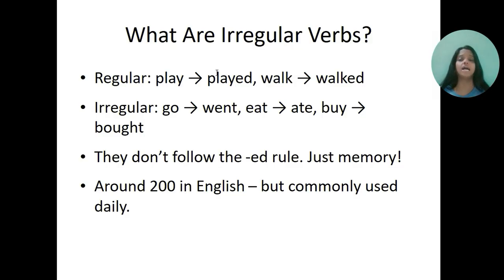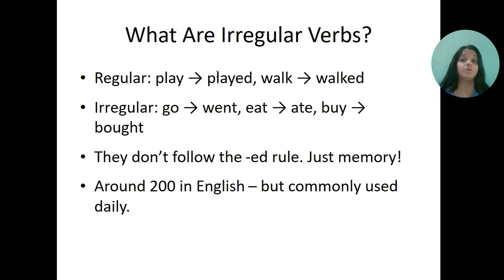You can't just add ed at the end. Instead, their past tense completely changes. Sometimes the word looks totally different too. Let's see a few examples. For go, it's went. And for eat, it's ate. And for buy, it's bought. See, no ed, no pattern. Just you need to memorize it. That's why we call them irregular, because they don't follow the regular pattern.